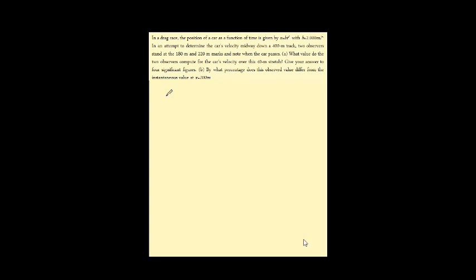Now, in a drag race, the position of a car as a function of time is given by x equals bt squared. So we have a drag race, and the car is moving, and the position of the car is given by this relation as a function of time. The value of b is a constant, and its value is 2.000 meters per square second. In an attempt to determine the car's velocity midway down a 400 meters track, so we have a 400 meters track.